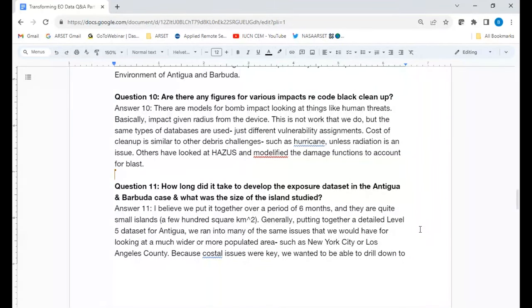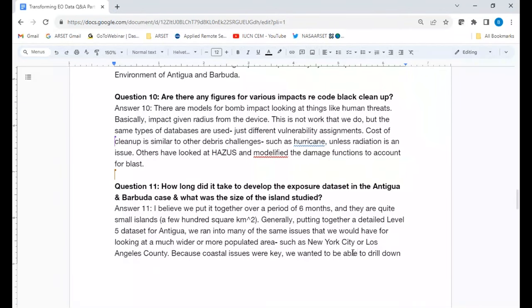Question 11, how long did it take to develop the exposure data sets in the Antigua and Barbuda case? And what was the size of the island studied? Oh yeah, great question. For those who would like to do this in their work and try and estimate the time to pull all this together, it seems like it's about a period of 6 months. They're quite small islands, a few hundred square miles. So hopefully that gives you an idea of scope.